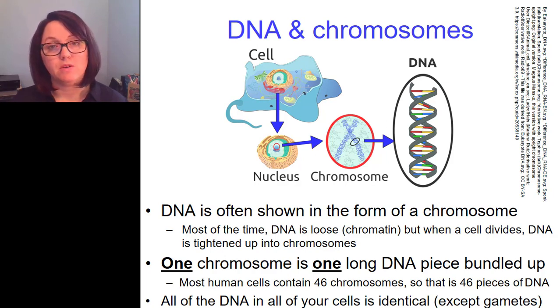Now, most human cells contain 46 chromosomes, which means they contain 46 pieces of DNA. And what's interesting is that when we look at any cell in your body, whether it be a hepatocyte in your liver, or an epithelial cell in your kidney, or a cardiac muscle cell from your heart, we see that the DNA in all of those cells is exactly identical.